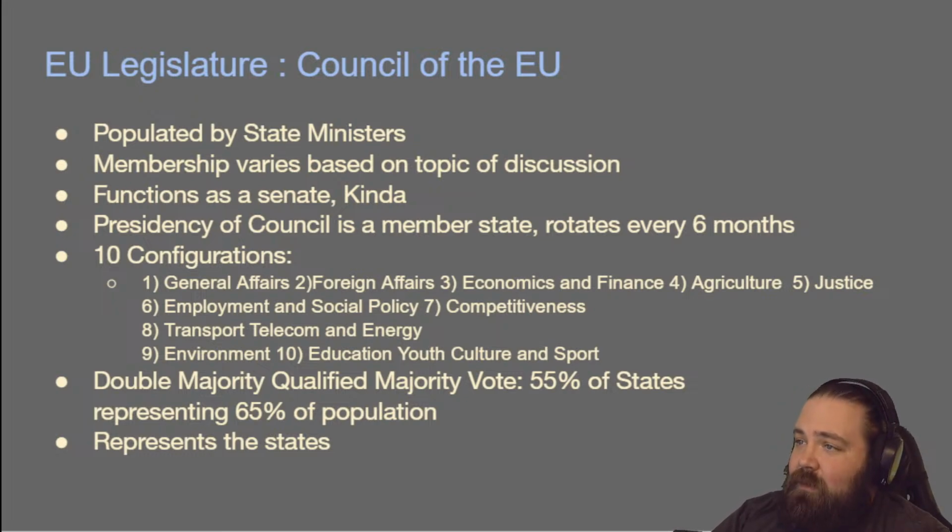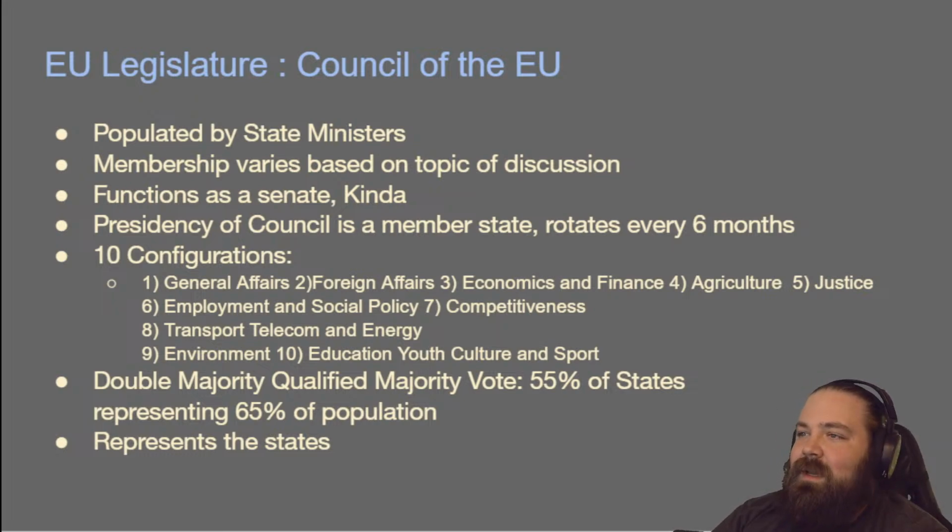So there's the general affairs configuration. That's kind of just basic Europe stuff. There's the foreign affairs configuration. That one's been meeting a whole lot in the last 6 months. Economics and finance, agriculture, justice, employment and social policy, competitiveness, transportation, telecommunications and energy, environment, and then finally education, youth, culture, and sport. So the relevant ministers of all of the member states for each particular thing will meet in whatever configuration.